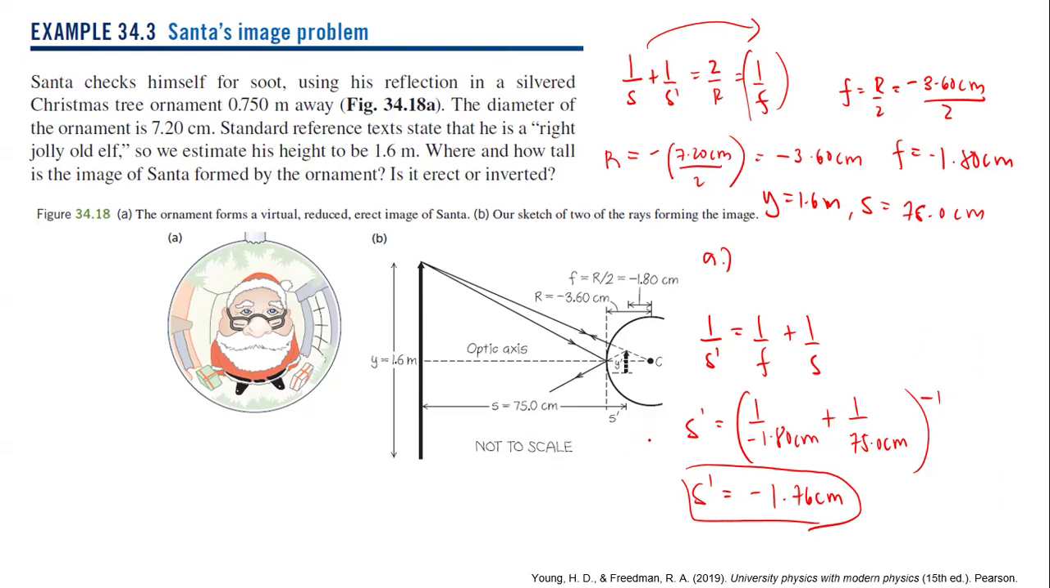So therefore, the image is located, since this is negative, in the opposite side of the outgoing light, which is 1.76 centimeter from the vertex, from here. Okay, that's the distance of the image.